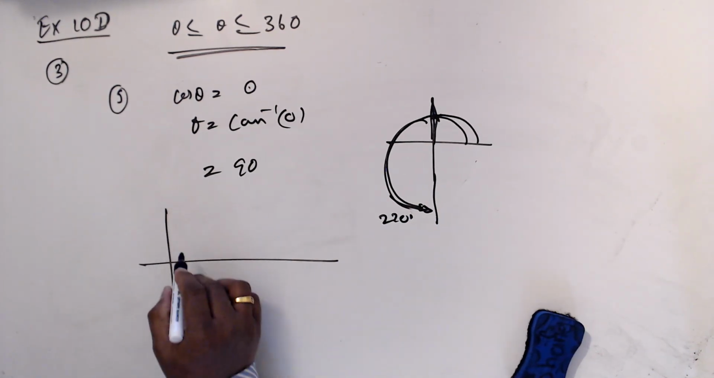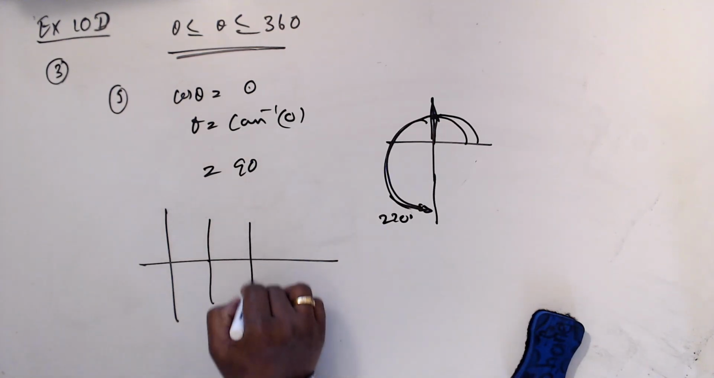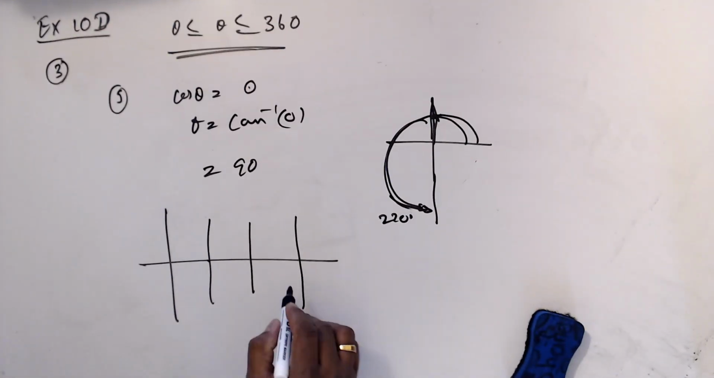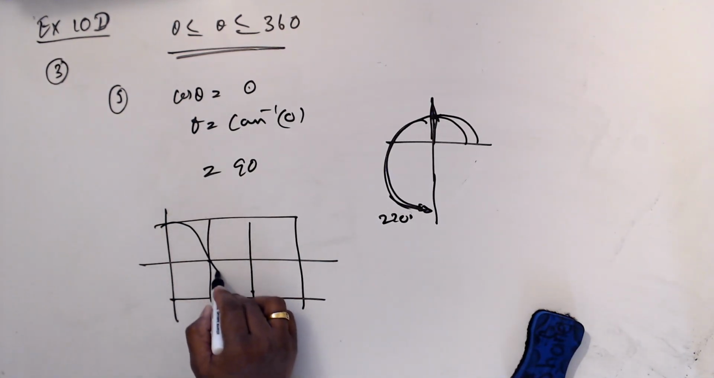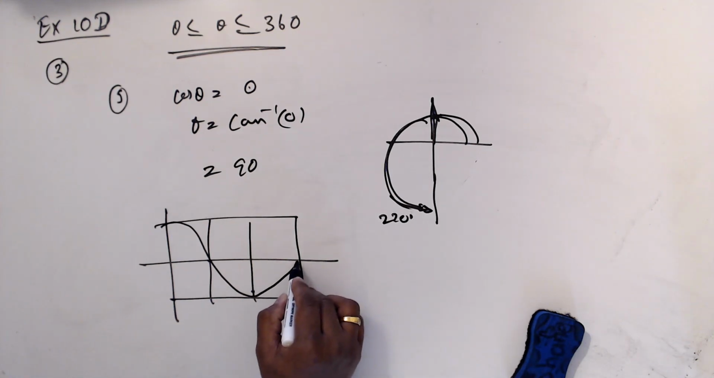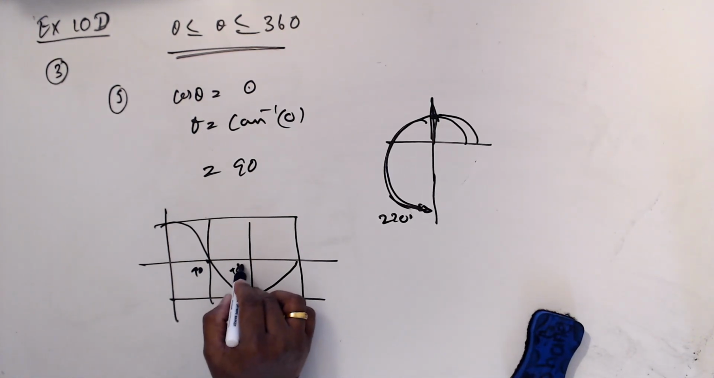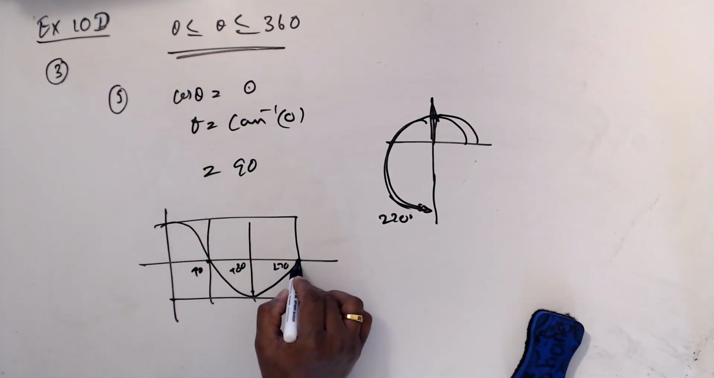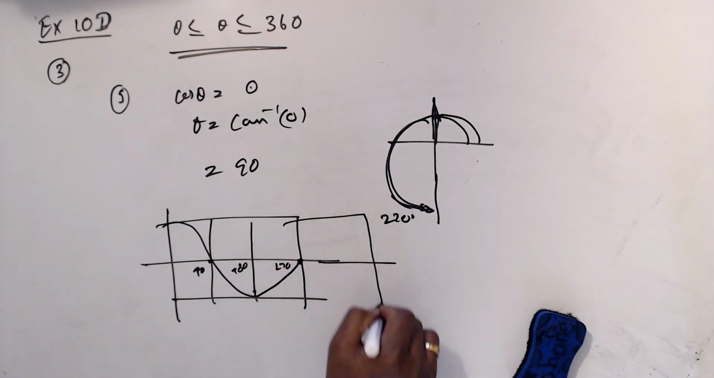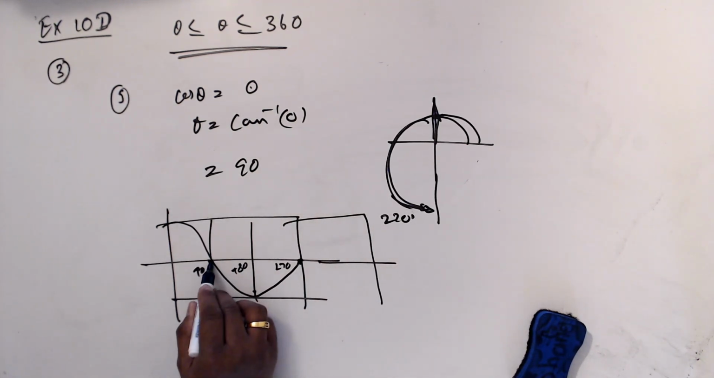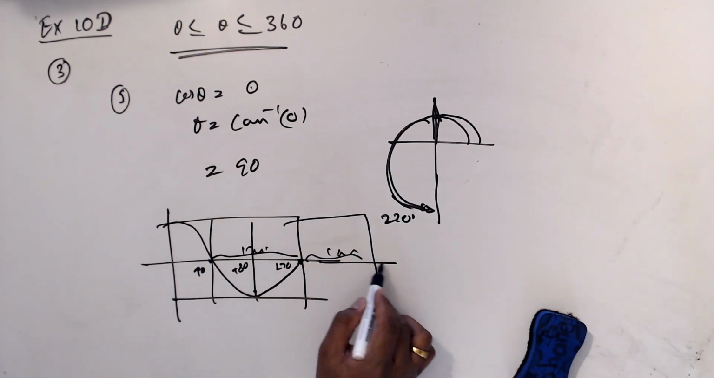When you draw the cos graph, 90, 180, 270, the graph starts from here and goes back and comes like this. This is 90, this is 180, this is 270. So you should have some graph knowledge as well. So when you start, 90 plus 180 plus 180, like that.